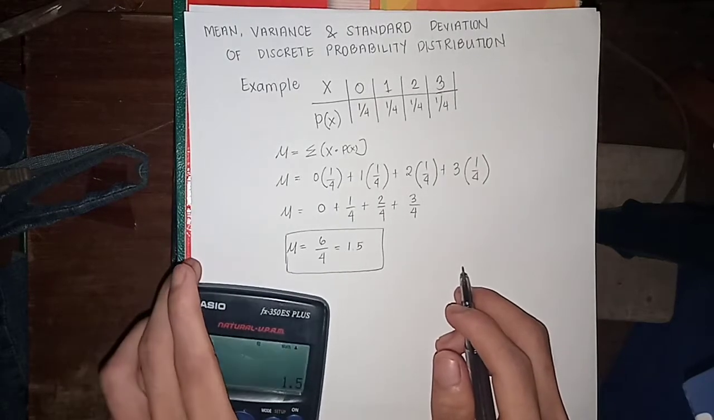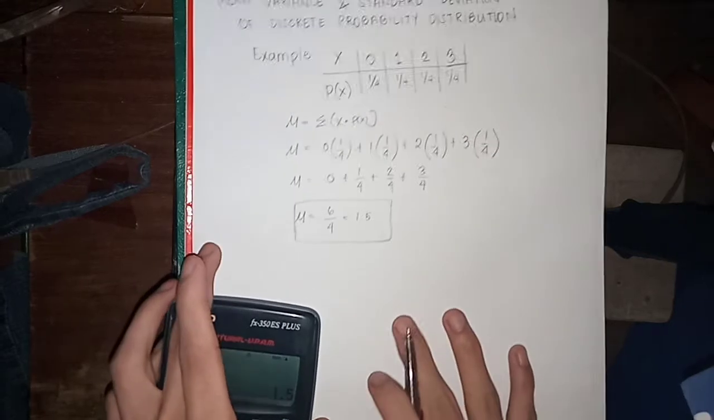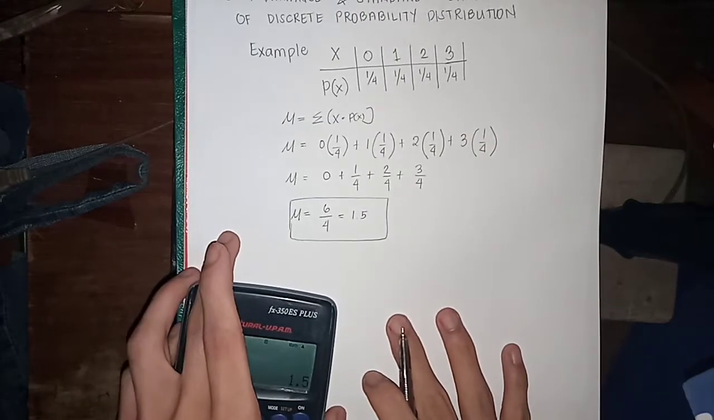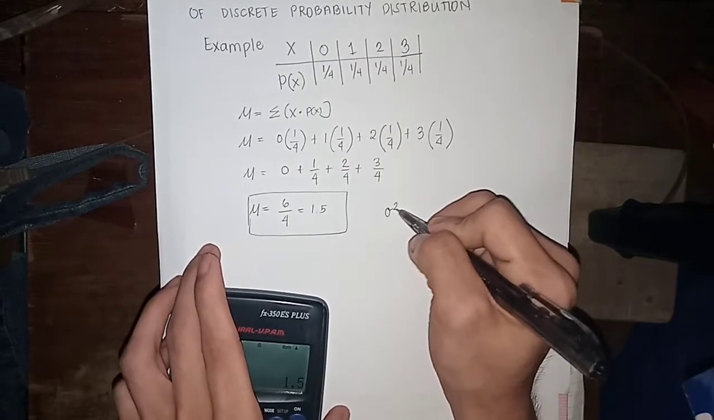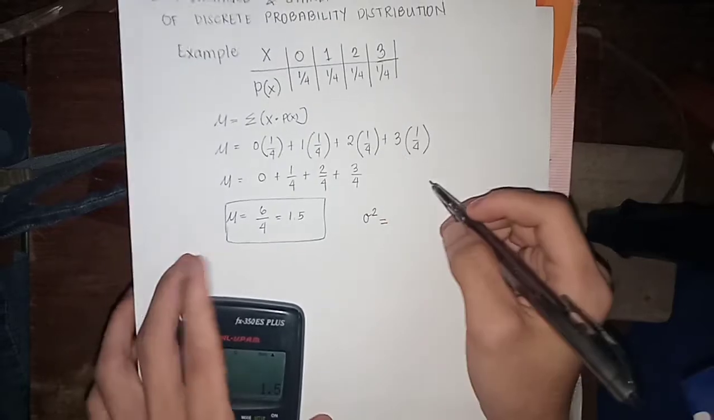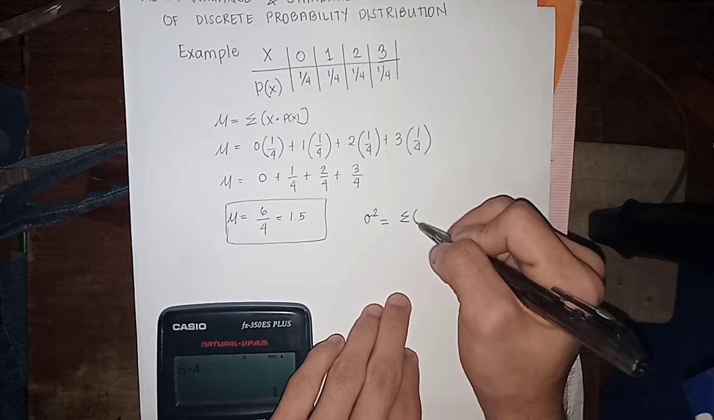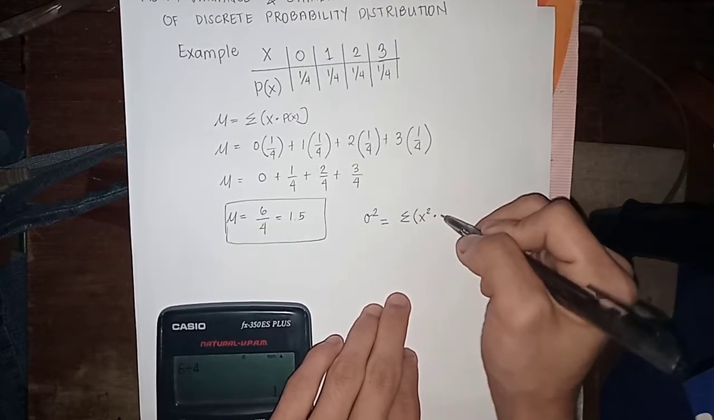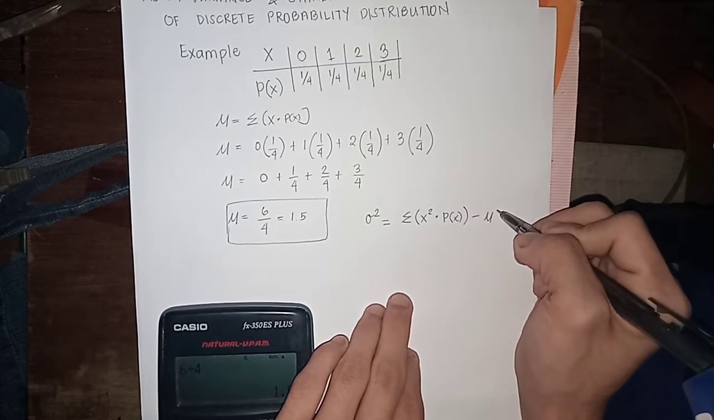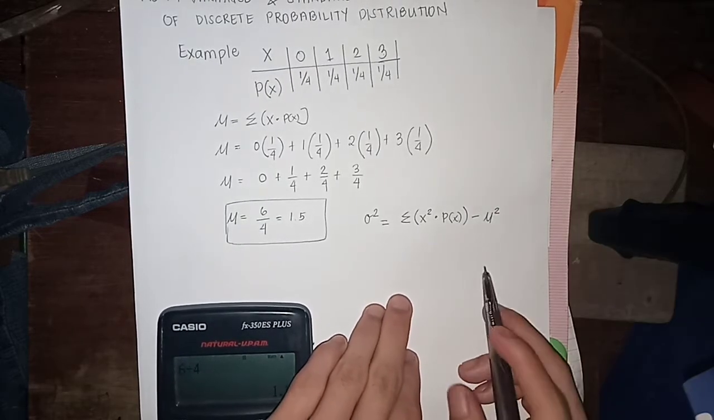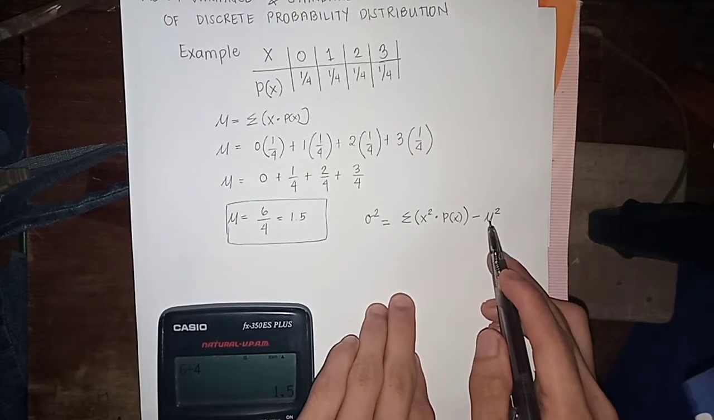Now, we need the mean to find the variance of discrete probability distribution. How about finding its variance? The formula in finding the variance is variance that is equal to the summation of x squared times p of x minus mean square. Okay? So, the formula in finding the variance is the summation of x squared times p of x minus mean squared.